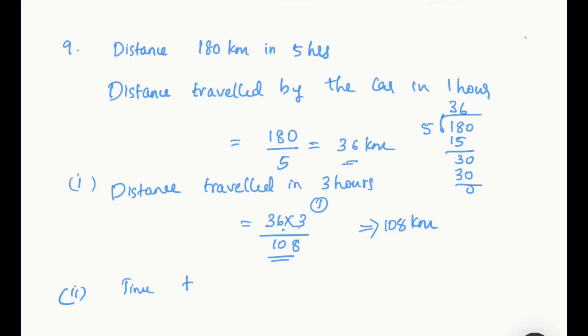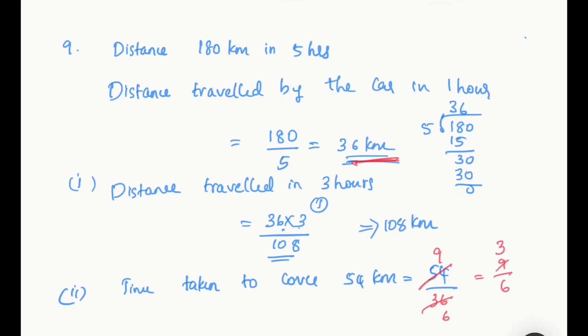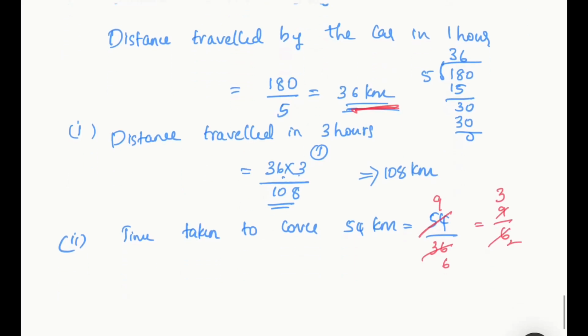So you can take time taken to cover 54 kilometer will be equal to 54 kilometer divided by how much distance is covered in 1 hour. What is it? 36. Correct. So 54 divided by 36 you can do. Okay, so I can divide it by 6, right? 6 6s are 36. 6 9s are 54. 9 by 6 again. 3 3s are 9. 3 2s are 6. That is 3 by 2.